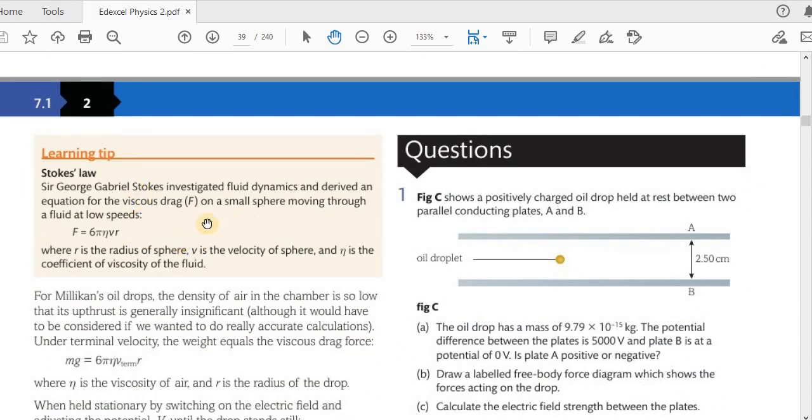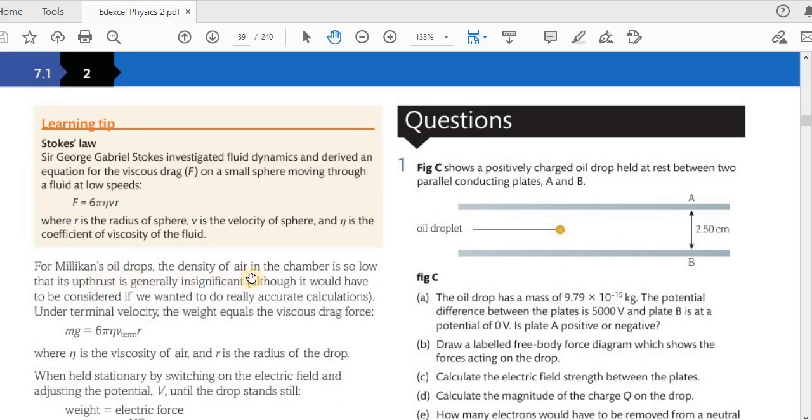Now you have learnt Stokes law in the AS lessons, under mechanics. Sir George Gabriel Stokes investigated fluid dynamics and derived an equation for the viscous drag F on a small sphere moving through a fluid at low speeds, where r is the radius of the sphere, v is the velocity of the sphere, and eta, a Greek letter, is the coefficient of viscosity of the fluid.